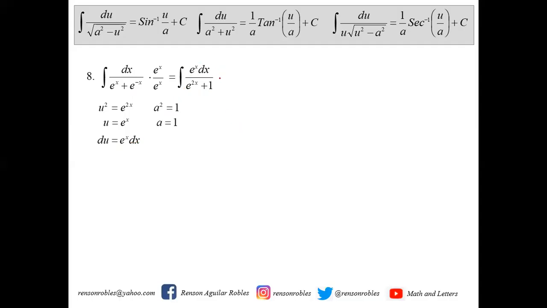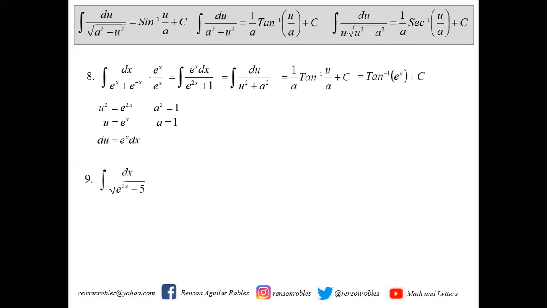So this can now be written as du over u squared plus a squared, and that leads us to 1 over a arctangent u over a plus c, which gives us 1 over 1 arctangent u, which is e to the x, all over a, which is 1, plus c. And therefore, that gives us arctangent of e to the x plus c.